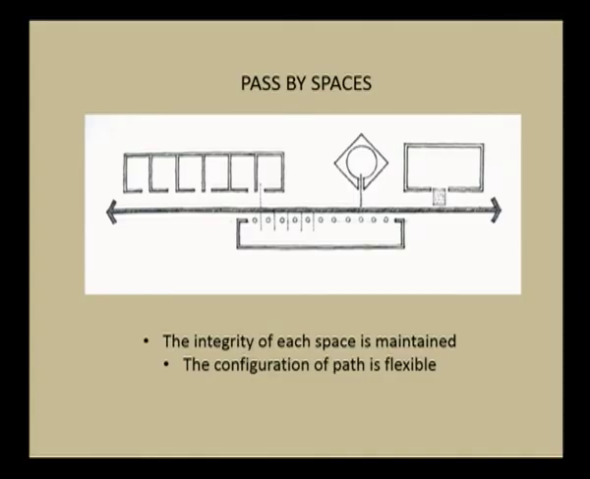Now we will see the aspect of path space relationship. A path basically connects many spaces. How it connects the spaces and how it passes through the spaces, we can have certain varieties and categories like this.